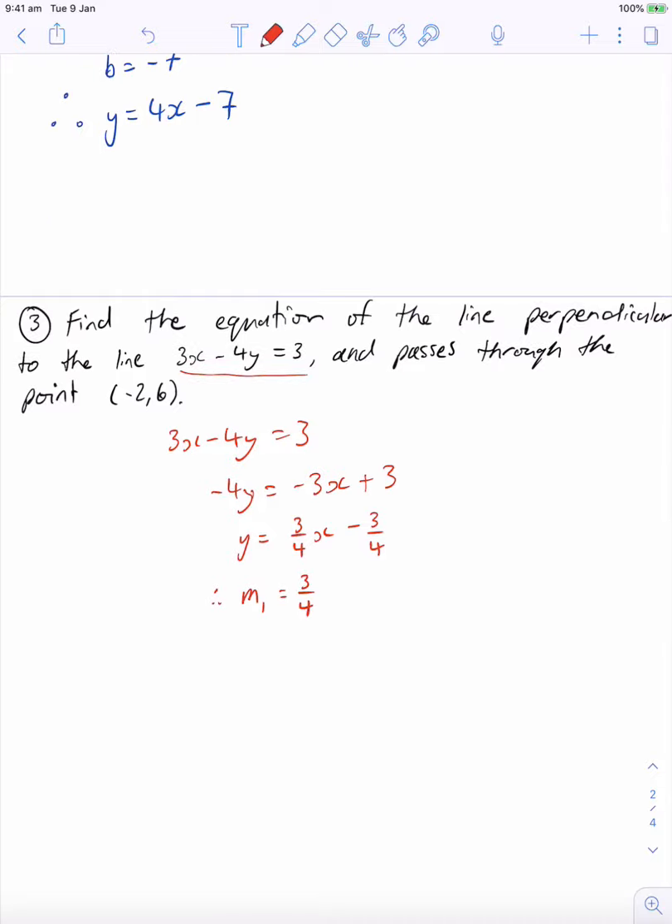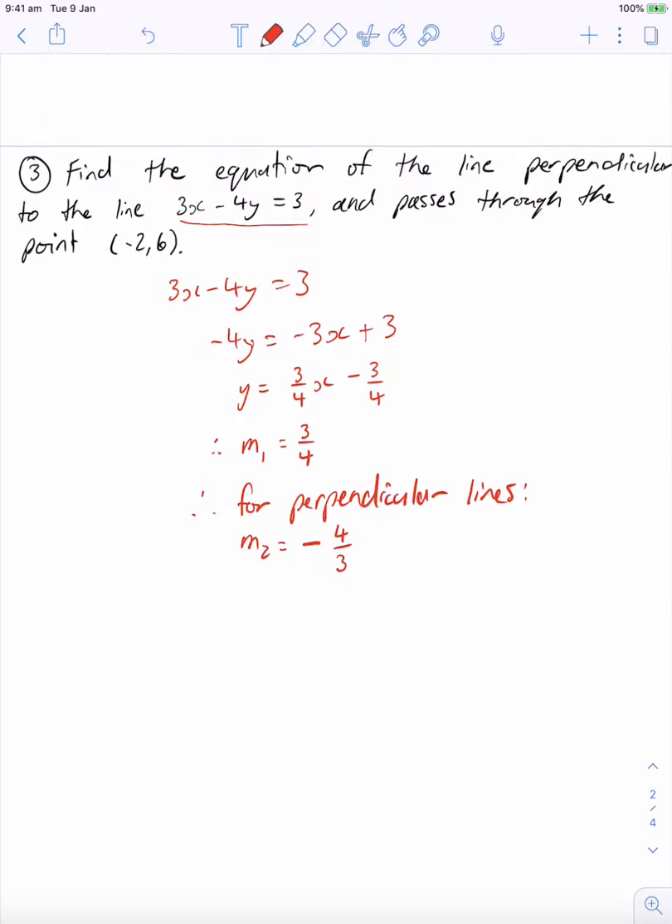So because I've got a perpendicular, therefore for perpendicular lines, I know that m2 is going to equal, I switch the sign, so negative, and I invert it, 4 over 3. Last thing I need to do is rewrite it as my equation, so therefore y equals minus 4 over 3 x plus b, and now I'm going to substitute in this point here right into that equation.